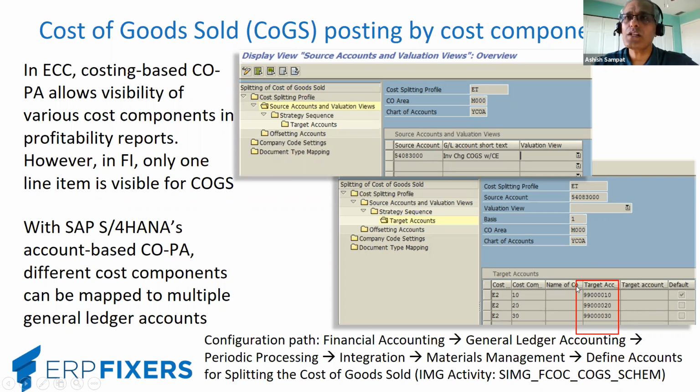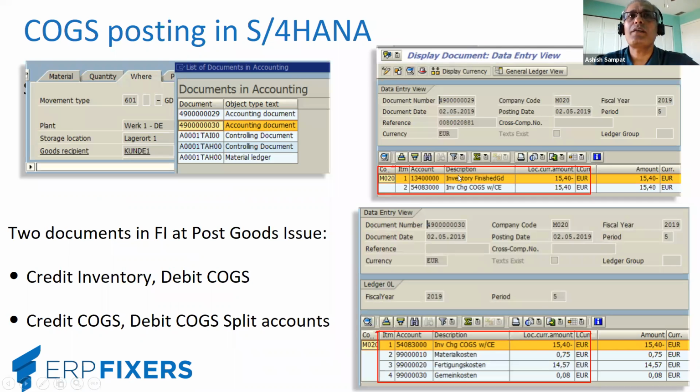So how would it look like from an accounting document point of view? So top left corner, we have a 601 movement. So this is nothing but a material document with its financial accounting documents listed. You'll notice 2 documents are posted, 29 and 30. 29 is the one on the top right, and then 30 is the one on the bottom right. And of course, there are controlling documents posted.